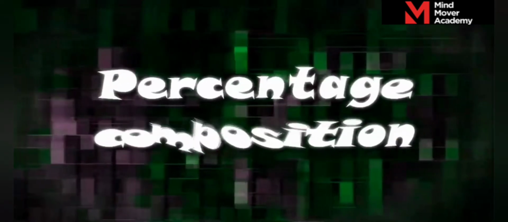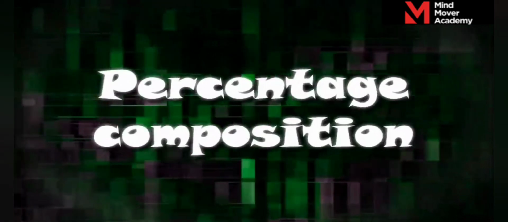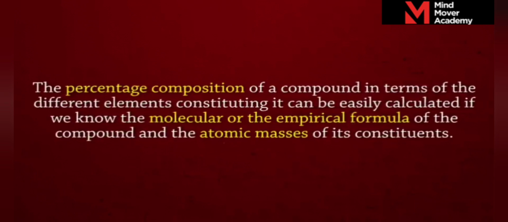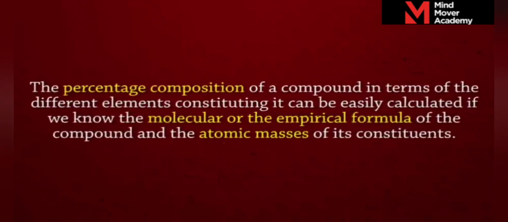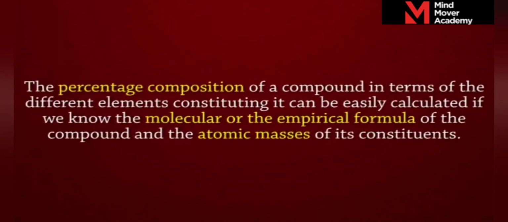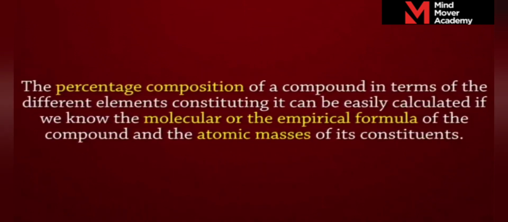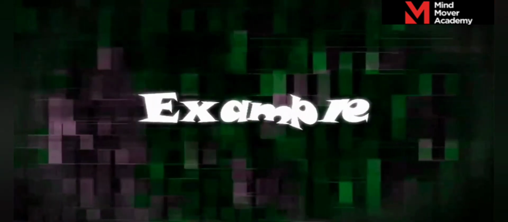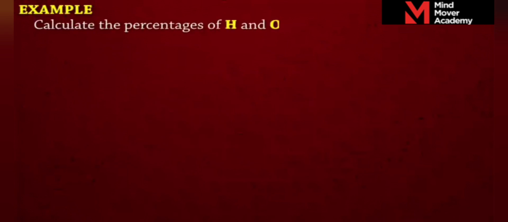Percentage composition. The percentage composition of a compound in terms of the different elements constituting it can be easily calculated if we know the molecular or the empirical formula of the compound and the atomic masses of its constituents. Let us take some examples. Calculate the percentages of hydrogen and oxygen in water. H is equal to 1 and O is equal to 16.